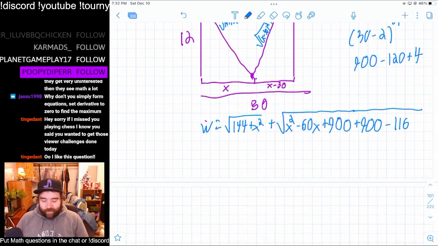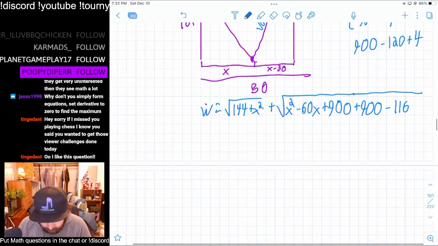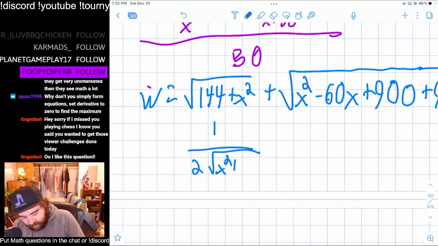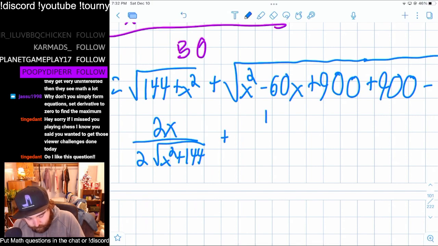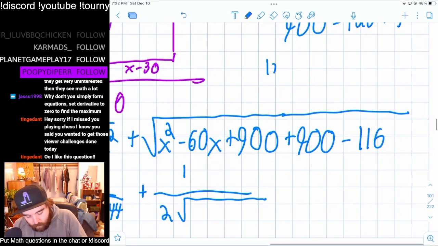So that's the equation. We're going to take the derivative of that and set it equal to 0. That's a lot, especially if I can't combine these somehow first, which I don't think I can. So we're going to take the derivative. 1 over 2 root x squared plus 144 times 2x plus 1 over 2 root, I guess I need to combine these. What's 1800 minus 116?